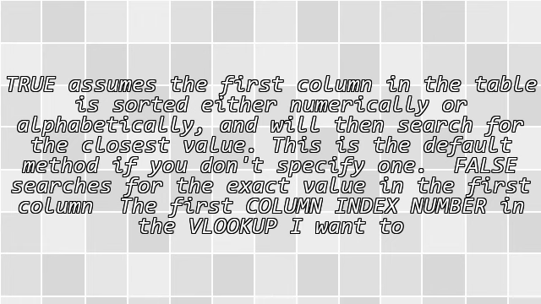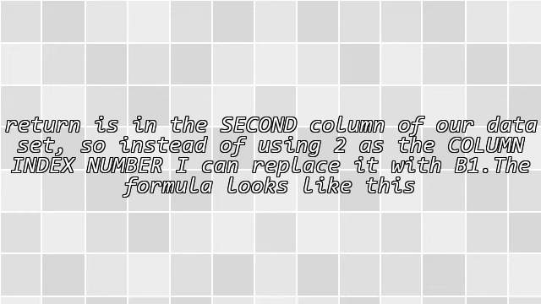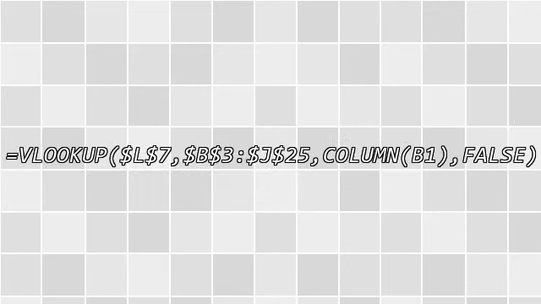The first column index number in the VLOOKUP I want to return is in the second column of our data set. So instead of using 2 as the column index number, I can replace it with COLUMN(B1). The formula looks like this: equals VLOOKUP, 5, COLUMN(B1), FALSE. Once I do this, the formula will automatically update as it's dragged.